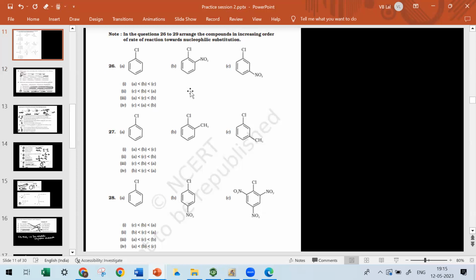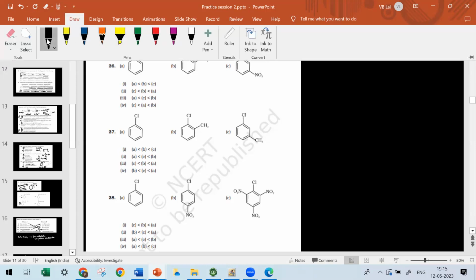Now, in questions 26 to 29, arrange the compounds in increasing order of rate of reaction towards nucleophilic substitution. This is also one question which I wanted to explain a little more. So let me explain.